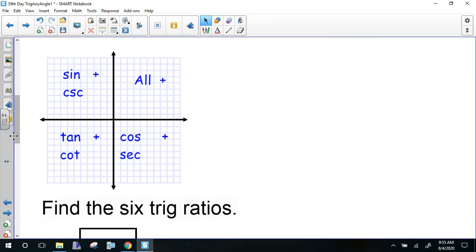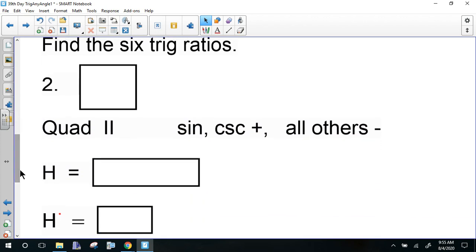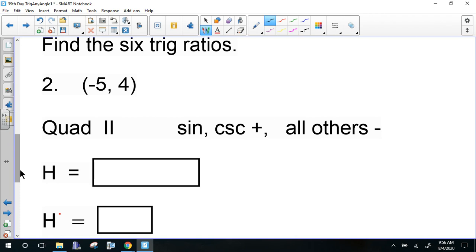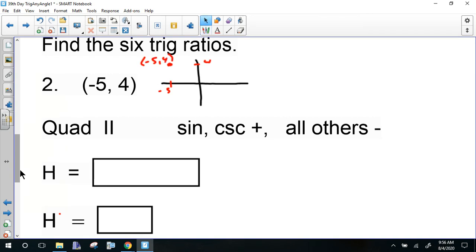All right, so there's another version of it. So let's see how we use it. We want to find the 6 trig ratios for the point -5, 4. If we graph and plot -5, 4, -5 this way, and 4 up, should be somewhere over here. Well, that's in quadrant 2. In quadrant 2, sine and cosecant are positive. All the others are negative. So we'll put the signs in last.